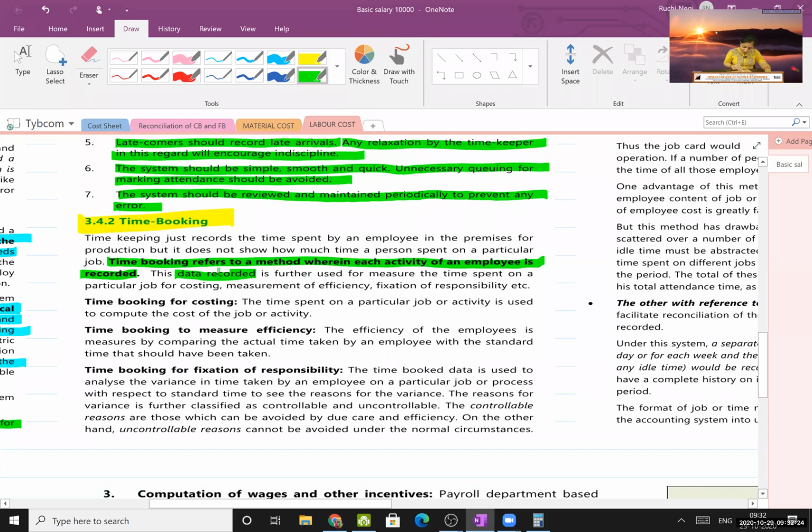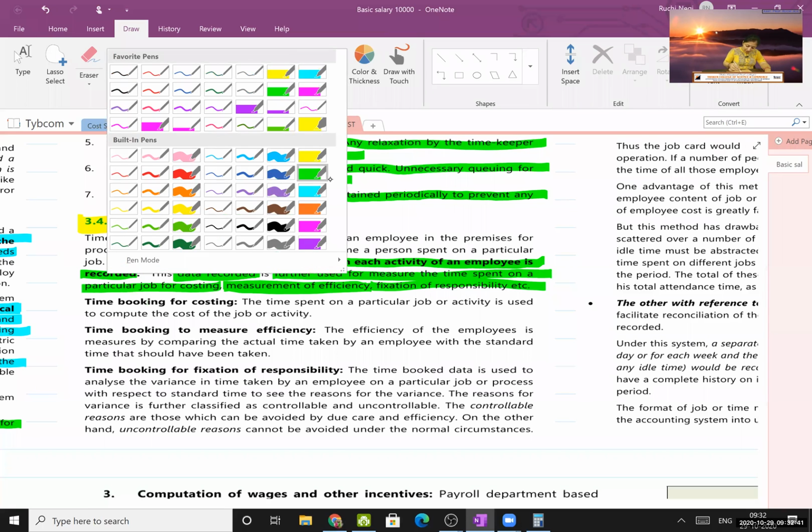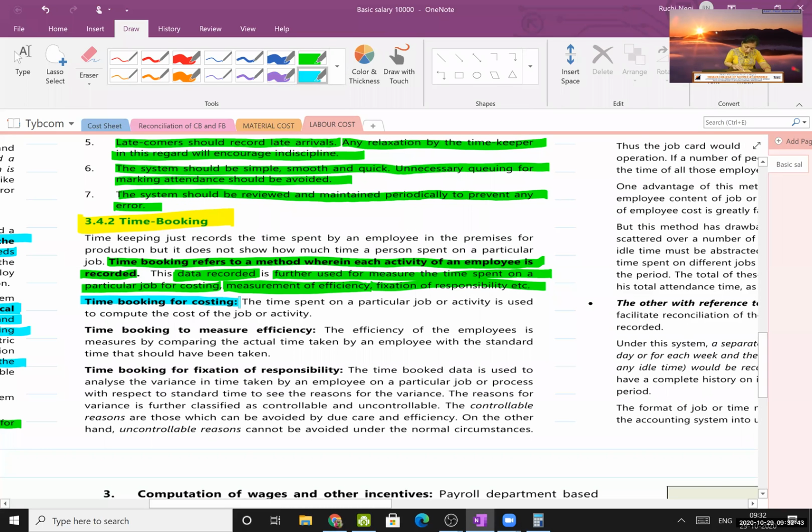The data which is recorded, that is the activity, is further used to measure the time spent on the particular job or costing, measurement of its efficiency, and fixations of responsibility on the employee. Okay. Now, what do you mean by this time booking for costing? The time spent on a particular job or activity is used to compute the cost of the job or the activity. So I'll show this. I'll explain this.